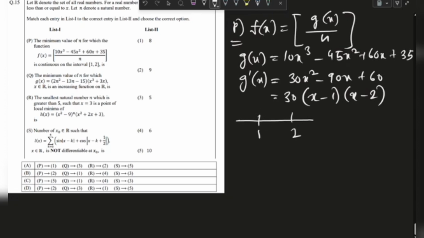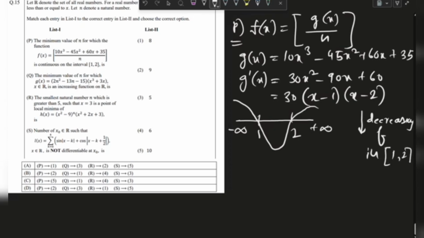Now if you guys notice, there is no negative sign, so this is basically a curve which will come like this. Now this is minus infinity, this is plus infinity. Now in between 1 and 2, that is the interval in which we have been asked the question. In between 1 and 2, this function is actually decreasing. It's a decreasing function in 1 to 2. I'm talking about g of x. So basically what we will do is I will try to find out g of 1 and g of 2.